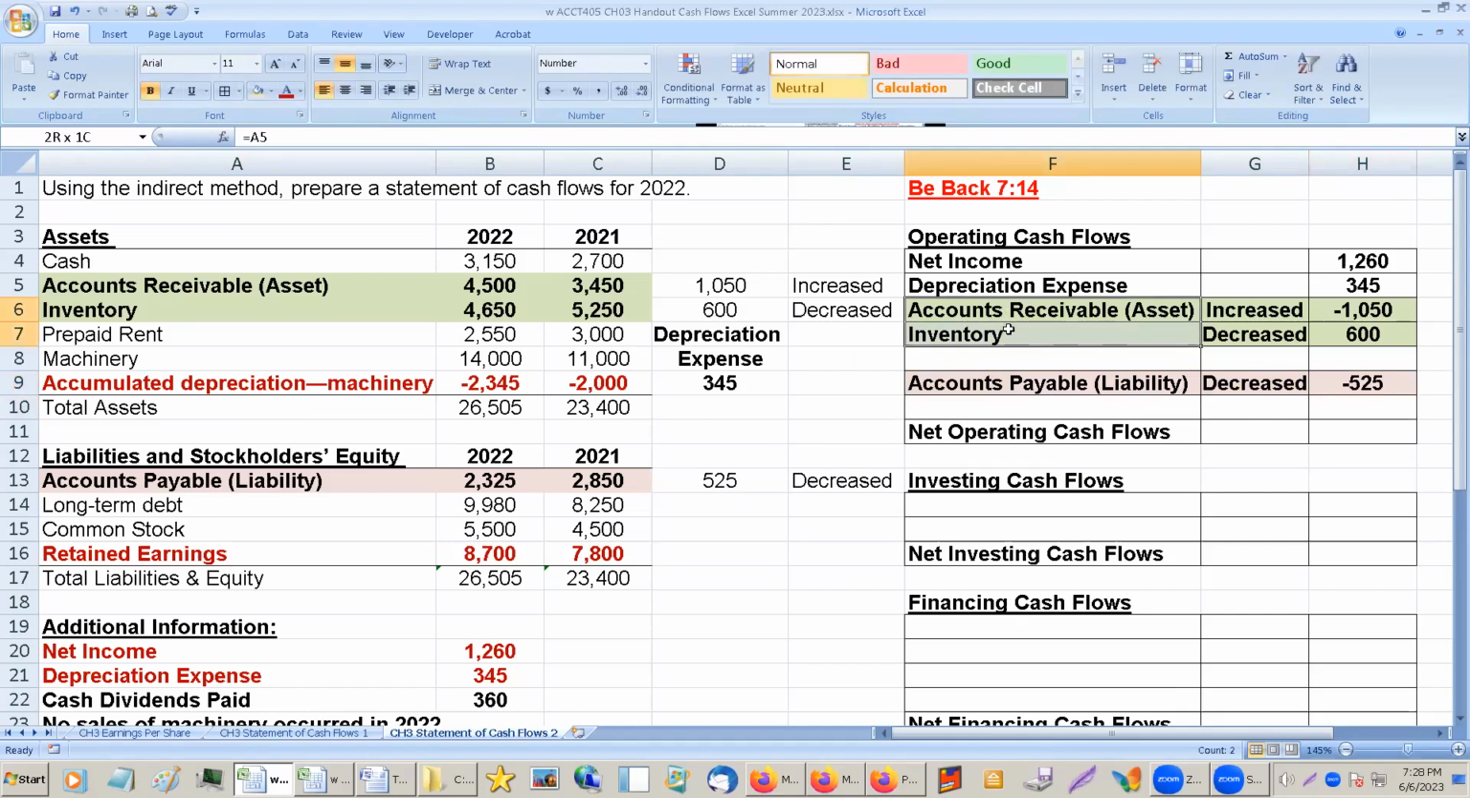So assets go in the opposite direction. Ooh, inventory is an asset. Put that in there. So assets go in the opposite direction. If they increase, cash goes down. If they decrease, cash goes up. Liabilities go in the same direction. If they decrease, cash decreases. If they increase, cash increases.